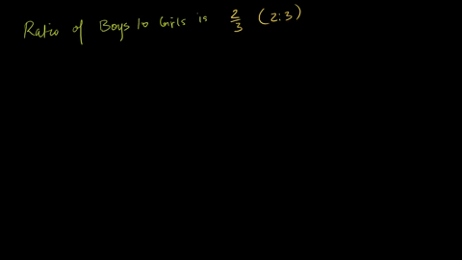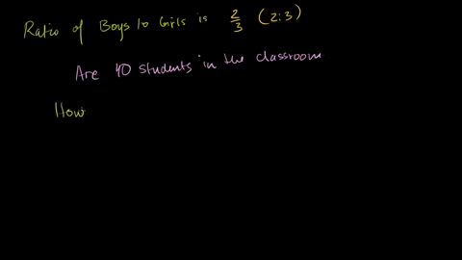And let's say that there are 40 students in the classroom. And then someone were to ask you, how many girls are in the classroom? So this seems a little bit more convoluted than what we did before. We know the total number of students, and we know the ratio, but how many girls are in the room?